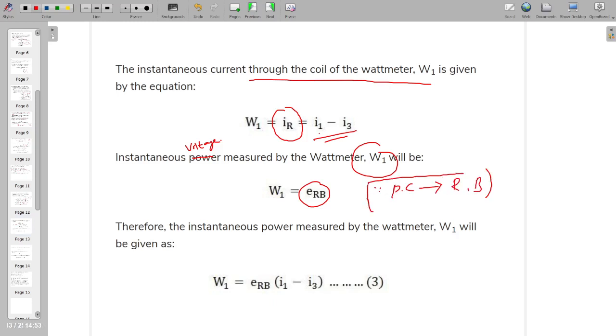Therefore, the instantaneous power measured by wattmeter 1 is the multiplication of the voltage and current. So this equation is given as 3.